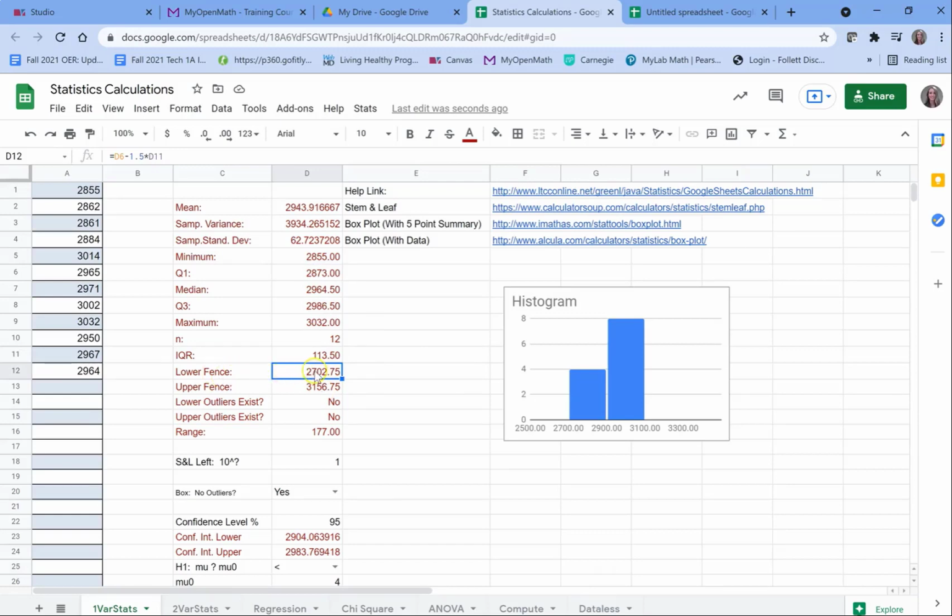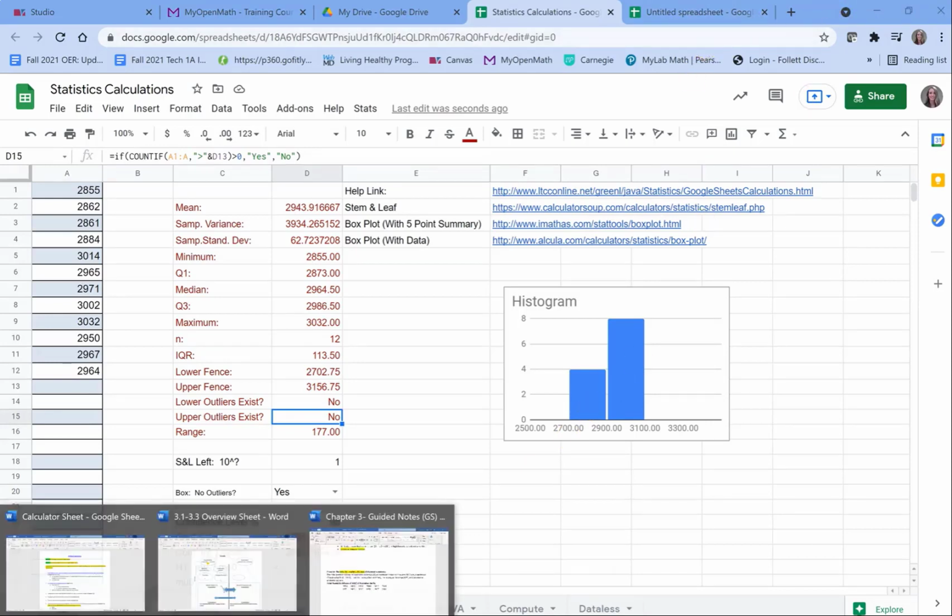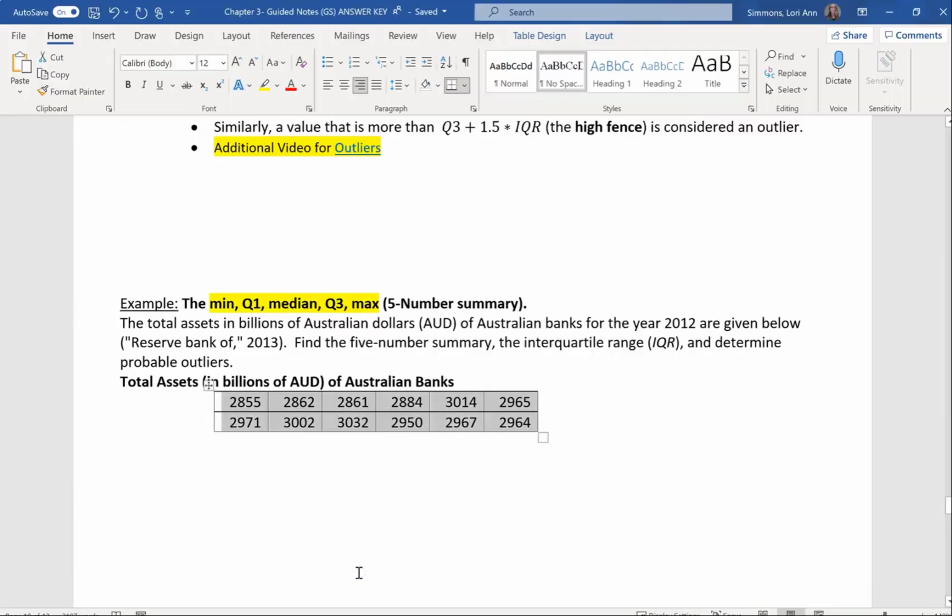Lower fence. And then upper fence. So are there any lower outliers? Nope. Any upper outliers? Nope. So you can write down all that information in your notes here.